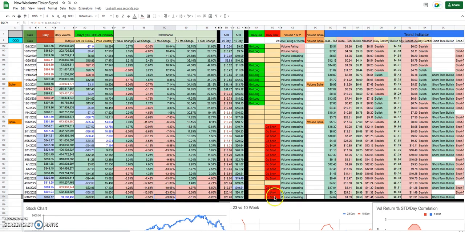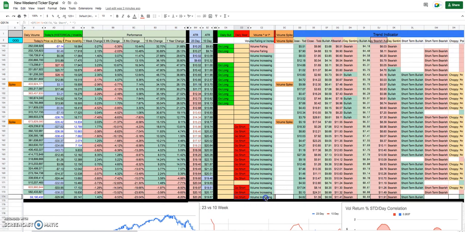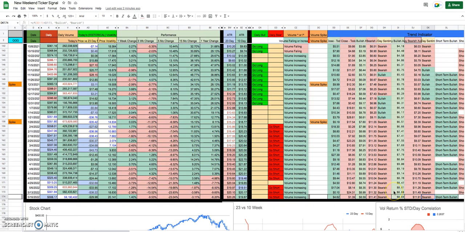So that's a 1 star. We got to go short. That's a 2 star. Volume increasing, 3 star. Bearish on the short term and bearish on the long term, 5 star. That's a 5 star setup. This is a 5 star setup, and probably the thing.